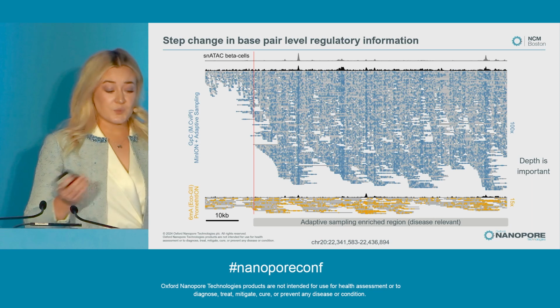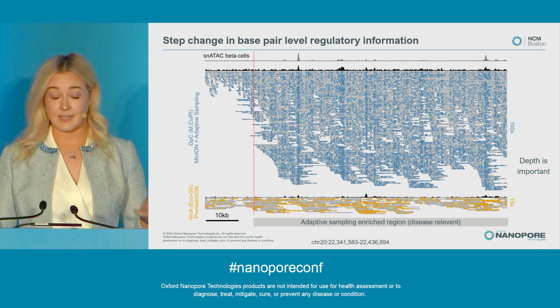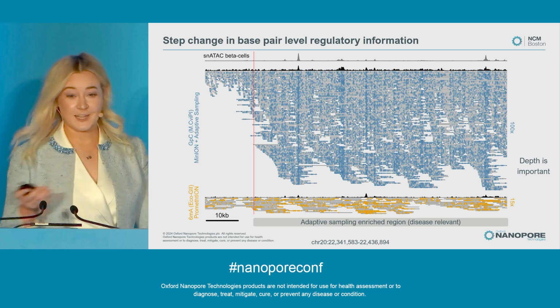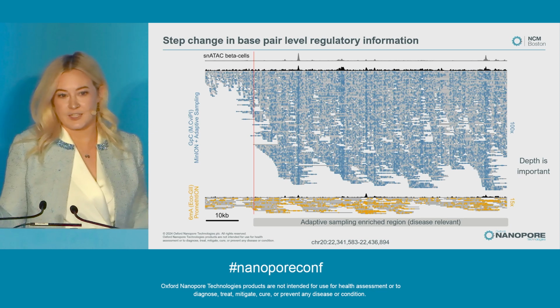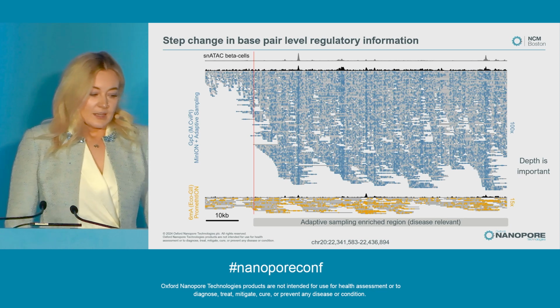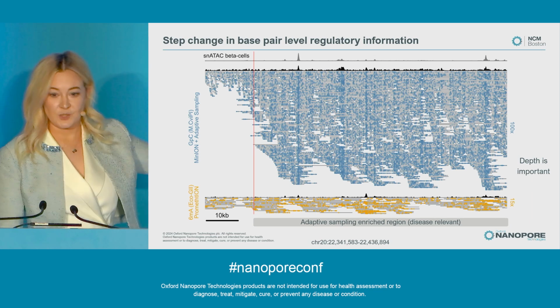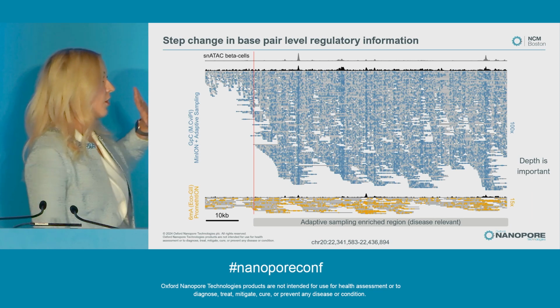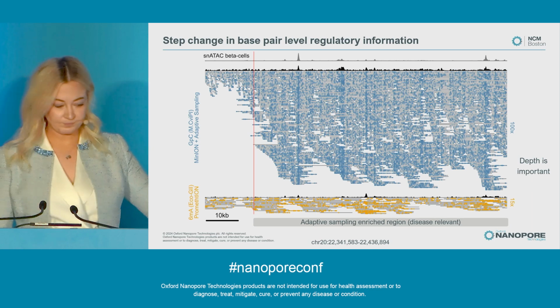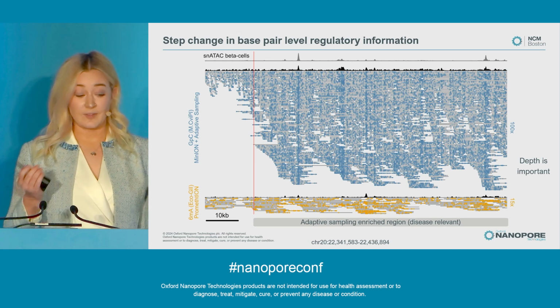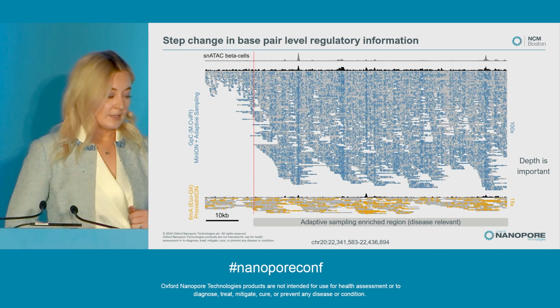If we were just wanting to look at chromatin accessibility, we can still get enough data even from 15x coverage, but 30x is obviously ideal. So depth starts to become really, really important. As you can see, we've got a lot of depth with the GpC. This was achieved on a MinION, but with adaptive sampling. Depth becomes really important when we want to start looking at the base pair level.